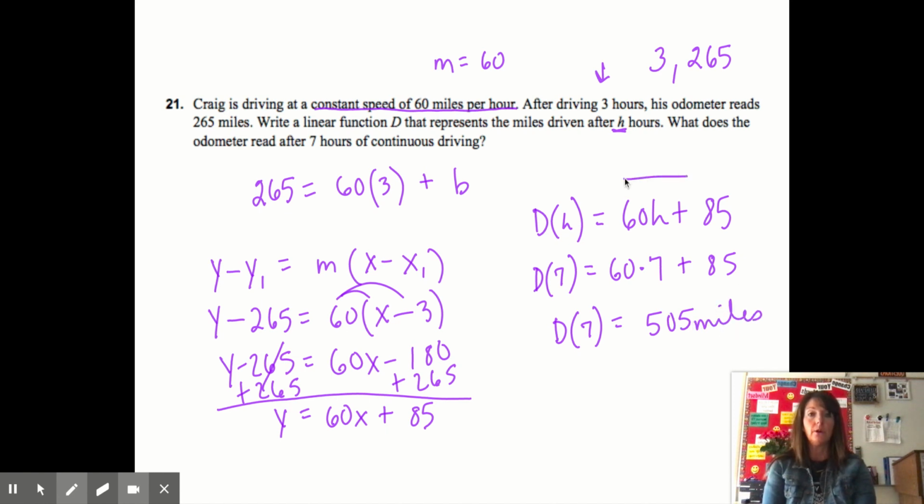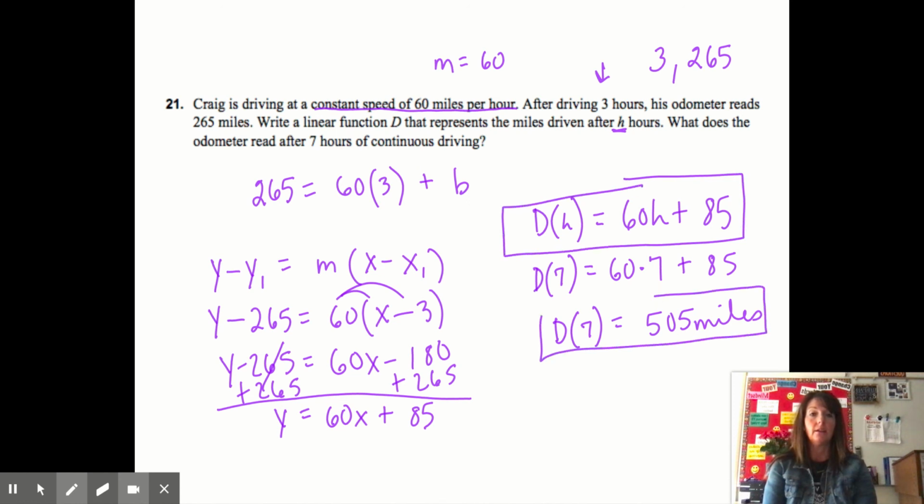Okay, so there were two parts: writing the function and calculating what the odometer would read after driving for 7 hours.